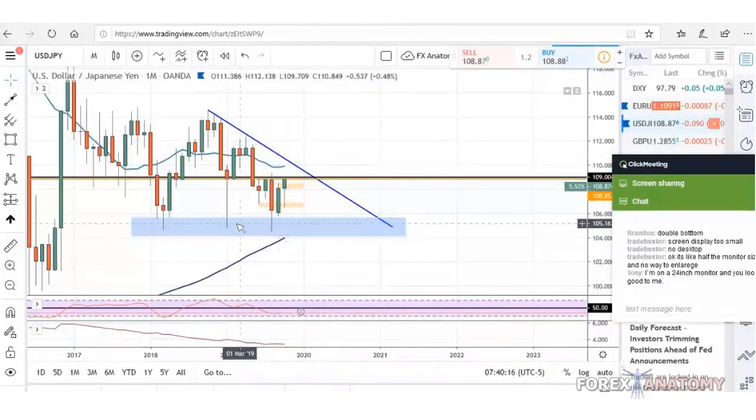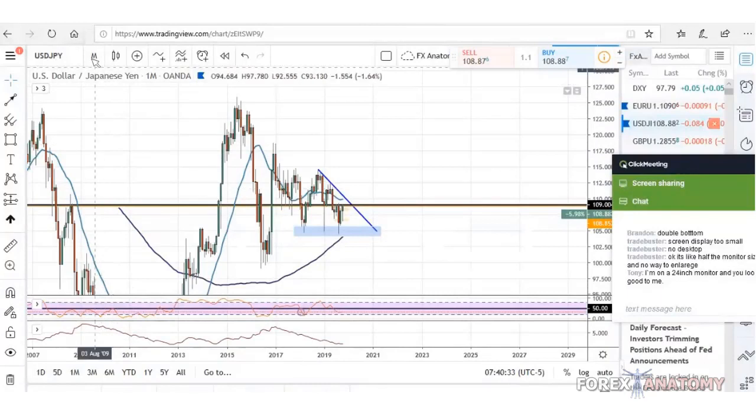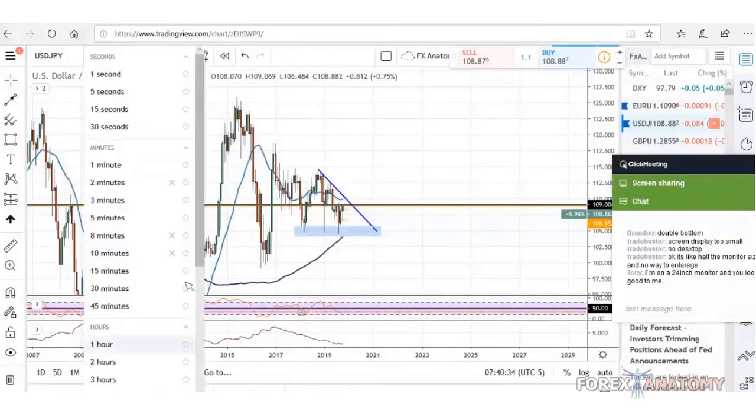But what we want to do now is go to a smaller time frame, because now that we know this is bullish, we want to see, is there anything on a smaller time frame that could support a possible bullish move to the upside. So let me just zoom out again and jump right down to the daily time frame.